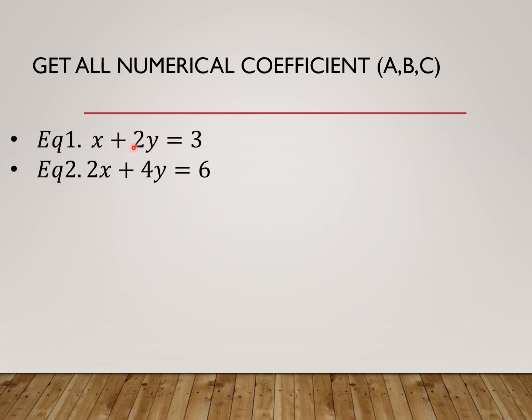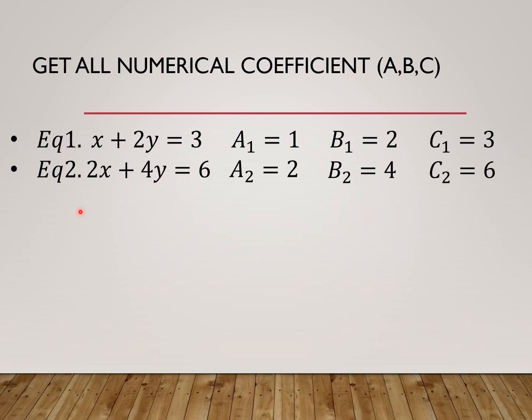So dito po sa equation 1, hanapin natin ang a sub 1, b sub 1, and c sub 1. A sub 1 is the numerical coefficient of x, 1. B sub 1 is the numerical coefficient of y, which is 2. C sub 1 is the constant, which is 3. Then, dito naman po sa atin pong equation 2, na 2x plus 4y is equal to 6, hanapin naman natin ang A sub 2, B sub 2, and C sub 2. So, ang A sub 2 natin is 2, the numerical coefficient of x. B sub 2 is the numerical coefficient of y, which is 4. C sub 2 is the constant, which is 6.